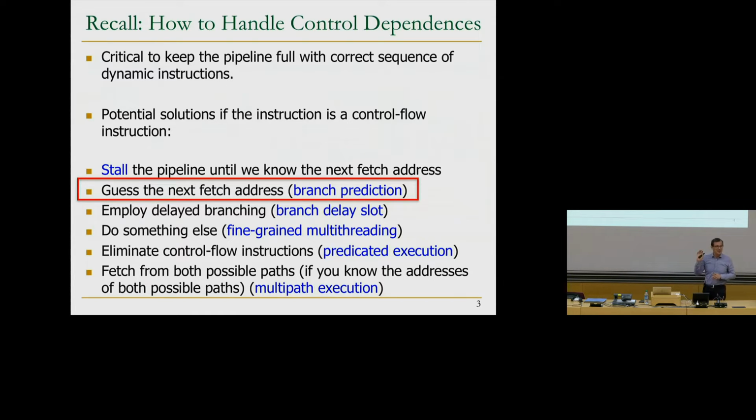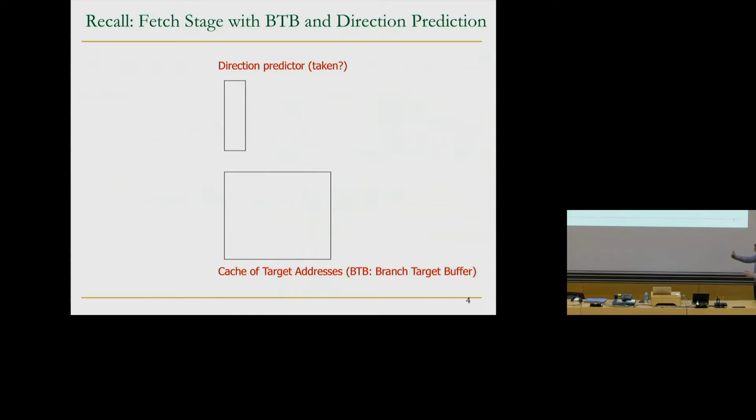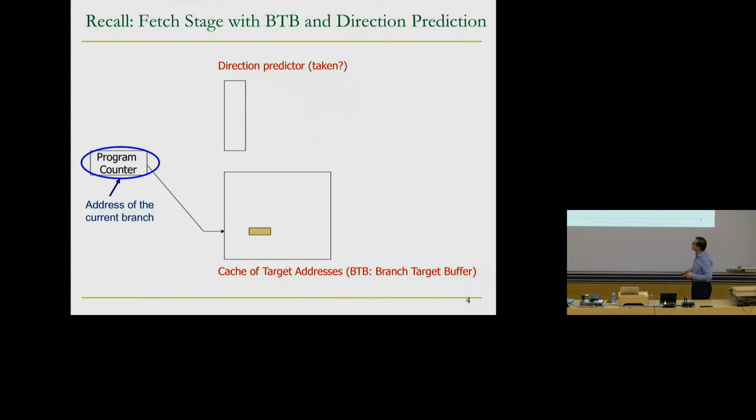Okay, and recall this picture. This is the front end or fetch stage of a machine. We enhanced it with two prediction structures. One is a cache of target addresses that tells you what is the target address of the branch based on previous executions, and you index it with the program counter address of the current instruction that you're fetching. And this tells you, oh, this is the target address of that instruction. And if you get a target address over here, you implicitly know that this is a branch.